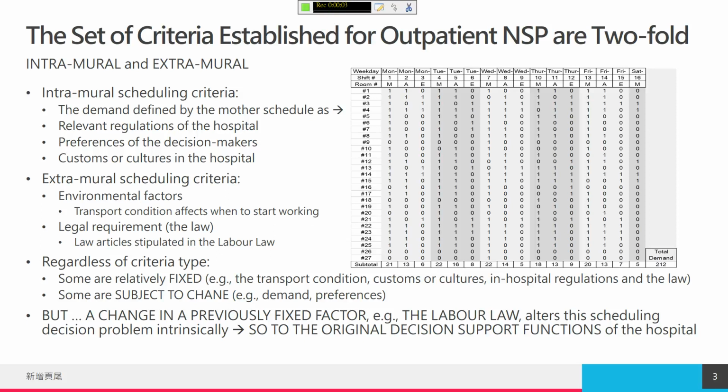After an analysis, we found that when scheduling the outpatient nurses, we have some criteria. These include intramural and extramural scheduling criteria. As shown in the slide, for example, the scheduling demand for the nurses in a week is weighed by the 27 clinic rooms to attend and the 16 time slots in a week. For another example, the load factor, which means the legislations in the labor law, is an extramural factor, but it was usually treated as a fixed factor during outpatient nurse scheduling. However, if such a fixed factor changed, it would spoil the scheduling problem intrinsically, and so too the original decision support functions in the hospital.